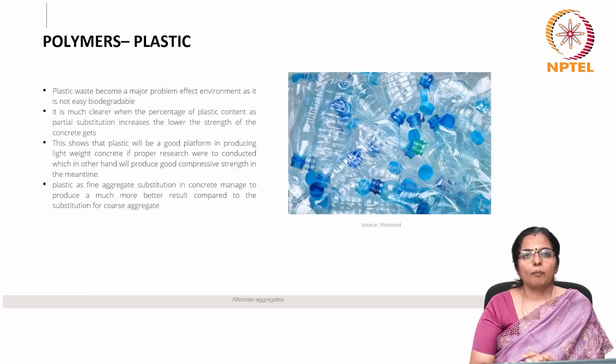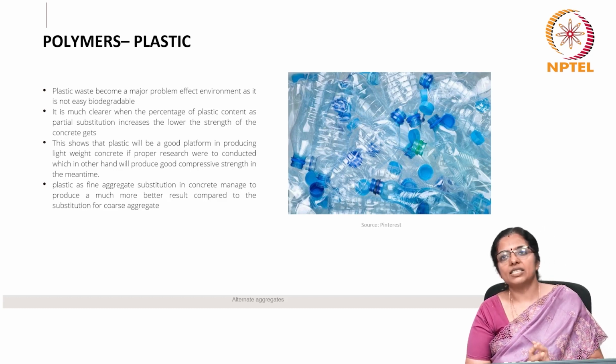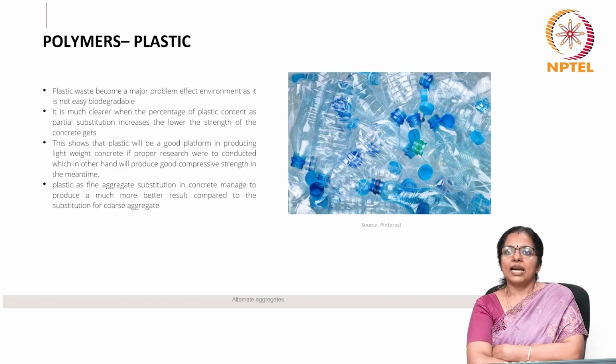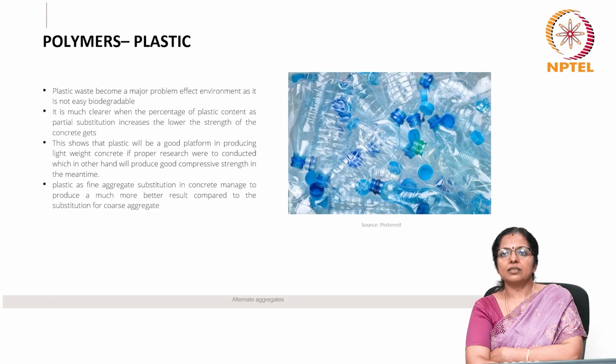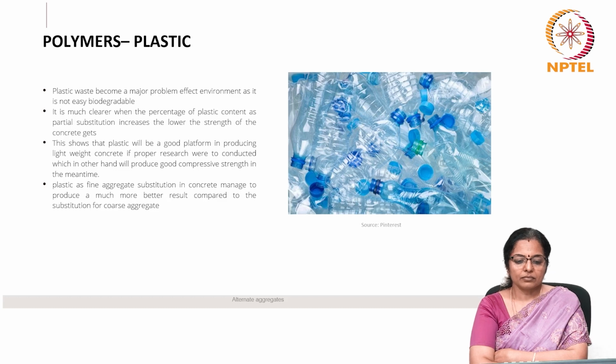Let us now look at polymers or plastic as an alternative to aggregate. Plastic waste becomes a major problem which affects the environment as it is not easily biodegradable. It is much clearer that when the percentage of plastic content as partial substitution increases, the lower the strength of the concrete gets. So, when the percentage of plastic content increases, the strength of the concrete gets reduced.